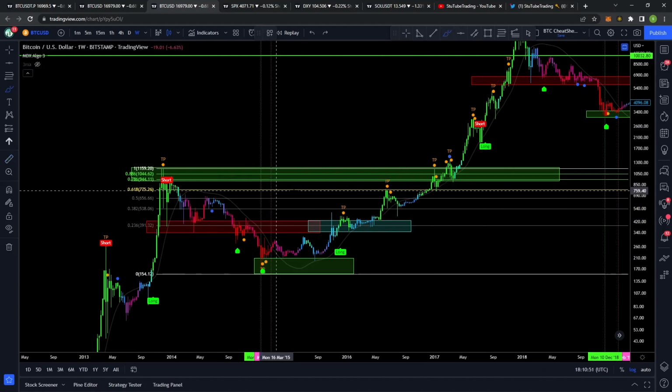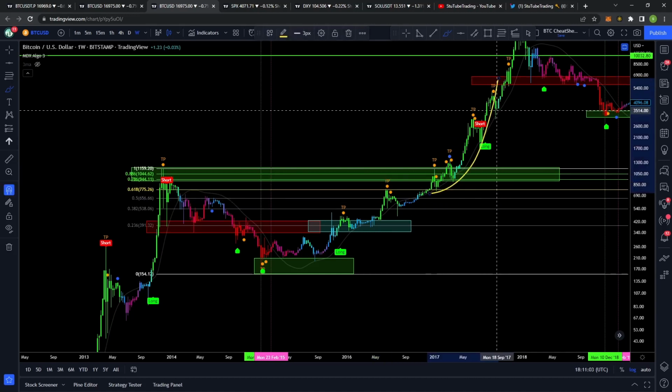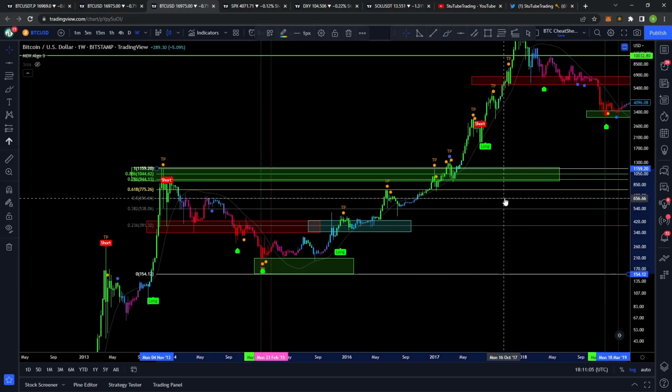But look what happens when we actually end up breaking that level. So we're actually getting weekly candle body closes above that 618 rejection point. We came back down, we retested it pretty much perfectly, and absolutely just blasted off to the upside from there.